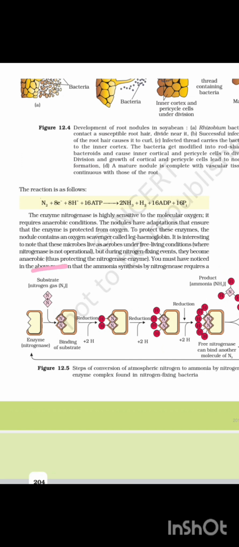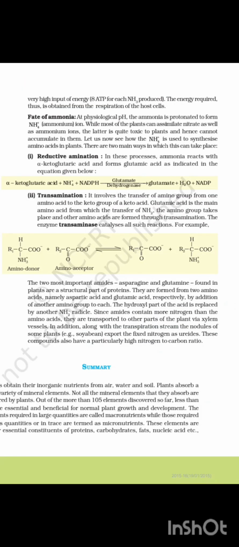You must have noticed in the above reaction that the ammonia synthesis by nitrogenase requires a very high input of energy, 8 ATP for each NH3 produced. The energy required thus is obtained from the respiration of the host cell. Fate of ammonia: at physiological pH, the ammonia is protonated to form NH4+ ion. While most of the plants can assimilate nitrate as well as ammonium ion, the latter is quite toxic to plants and hence cannot accumulate in them.